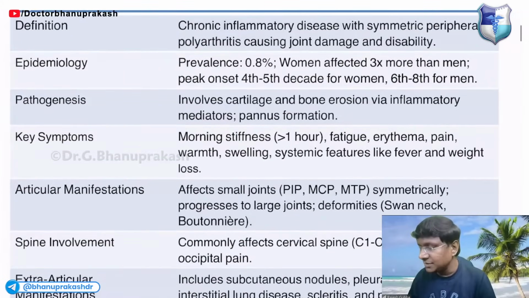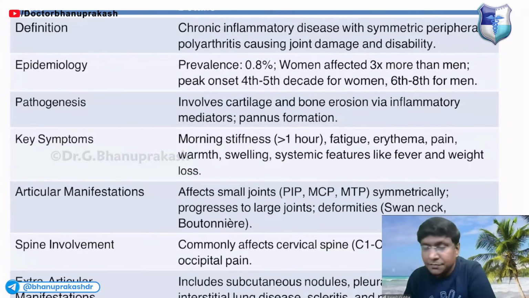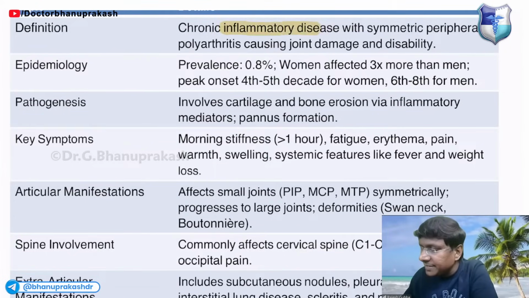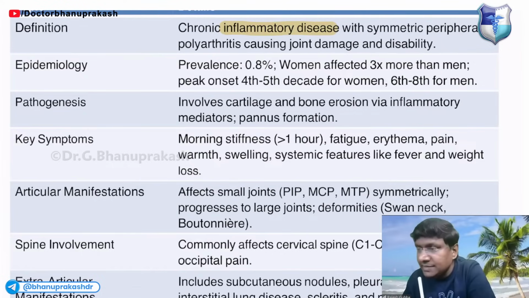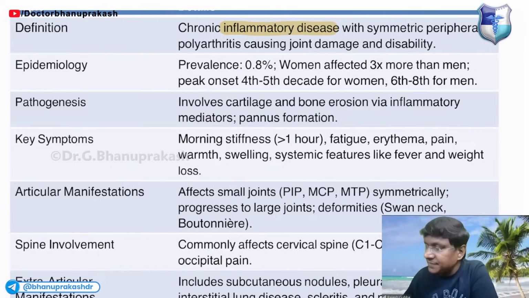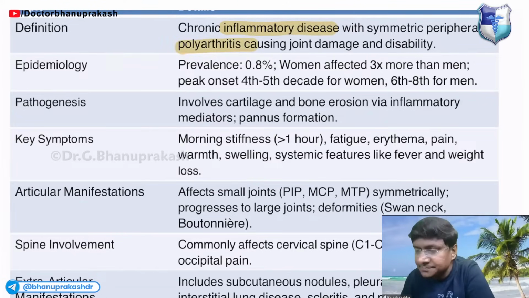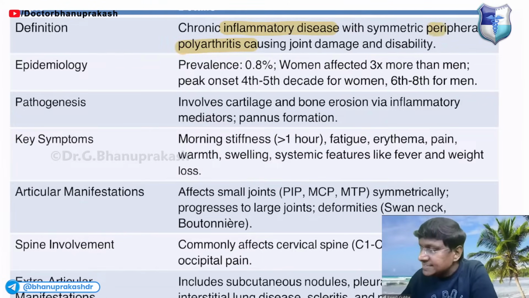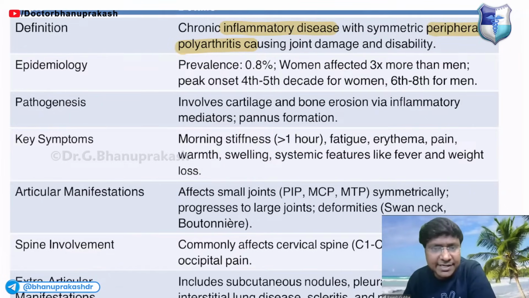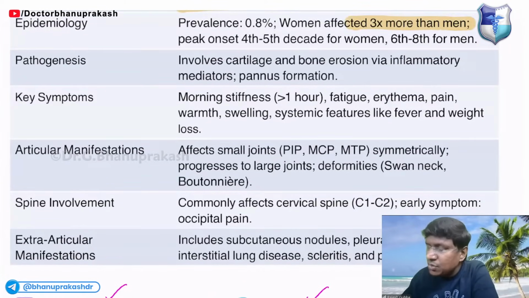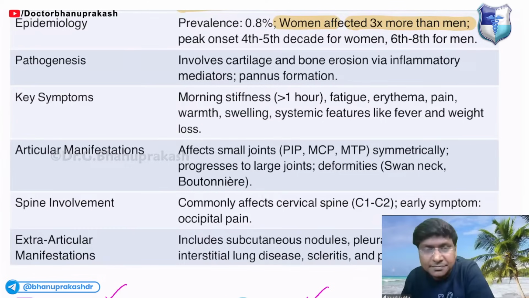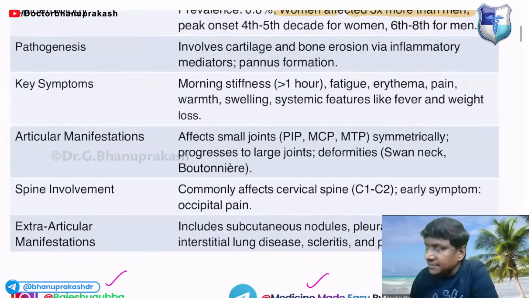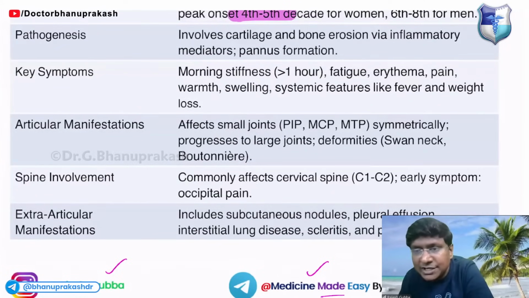Now, starting with the session, first and foremost, the definition. It's a chronic inflammatory disease, and the joints commonly affected are the small joints, with symmetrical involvement. It's an autoimmune condition, guys, so it is very common in women rather than men. This is very common in the 4th to 5th decade.